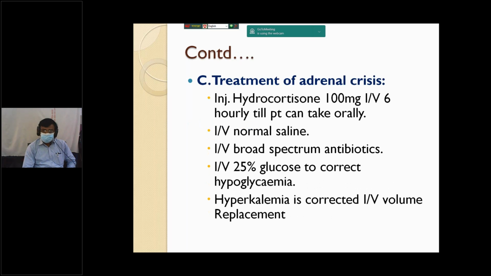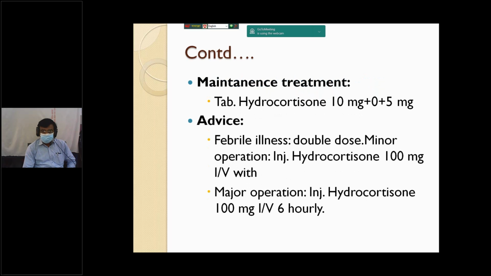Now, treatment of adrenal crisis. Injection hydrocortisone 100 milligram IV 6 hourly until patient can take orally, IV normal saline, IV broad spectrum antibiotics, IV 25% glucose to correct hypoglycemia. Hyperkalemia is corrected by IV fluid volume replacement. Maintenance treatment of hydrocortisone: 10 milligram morning and 5 milligram evening.